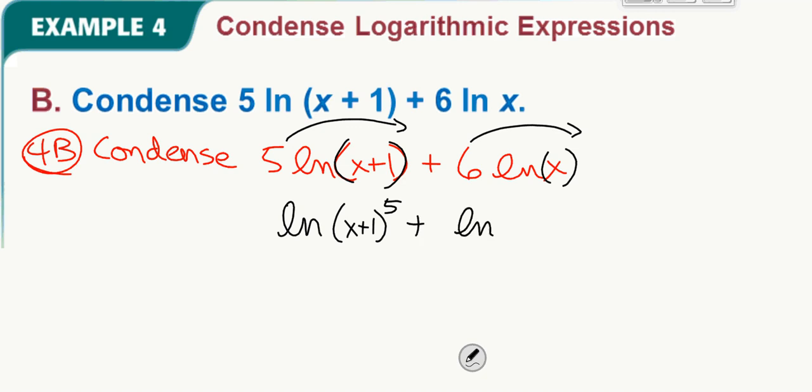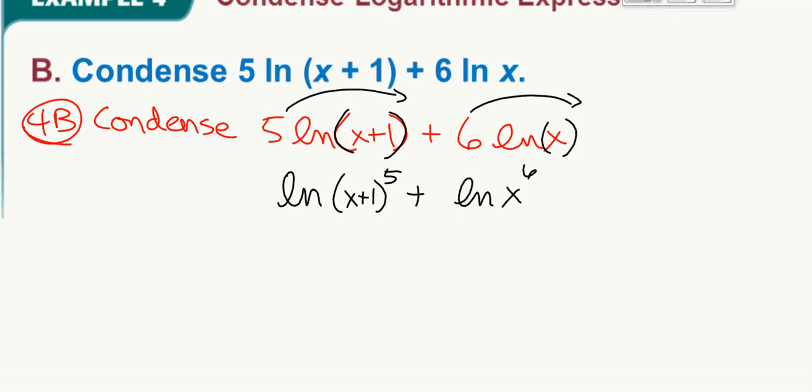Since x is the only thing there, I'll just write it as x to the 6th. I did put it in parentheses a minute ago because if there were multiple things, I'd want to multiply or raise all of them to the 6th power. And then I'm going to use the product property in reverse. I've got the same base logarithms, and I'm adding them so I can write them as a single logarithm.